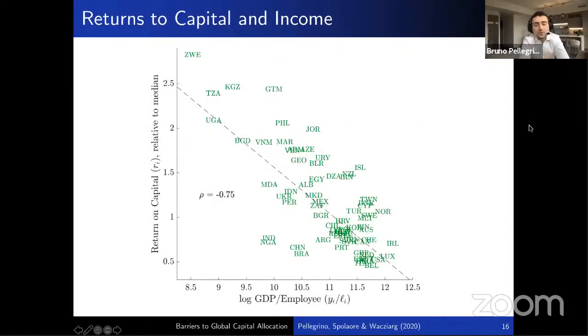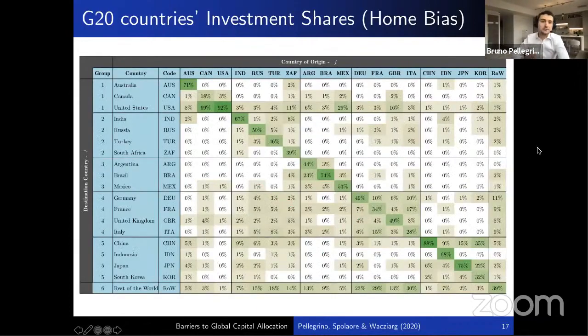Okay, so the first realistic feature of our model is that it produces this negative correlation between returns to capital and the level of development as captured by GDP per employee. So that's nice. And the other particularly realistic feature is home bias.